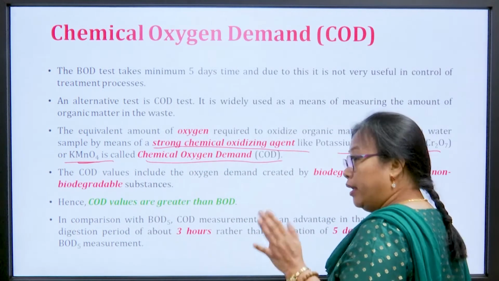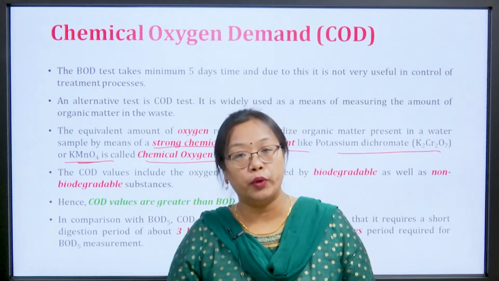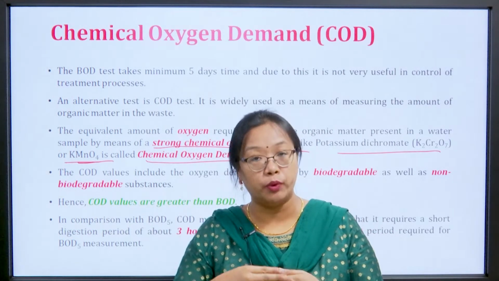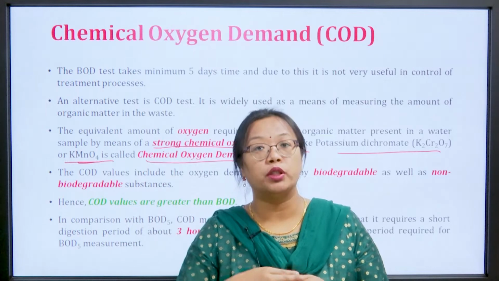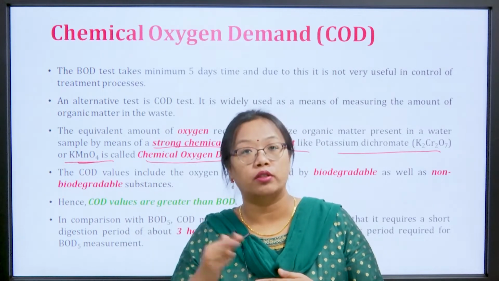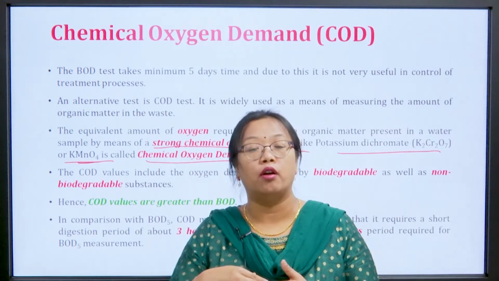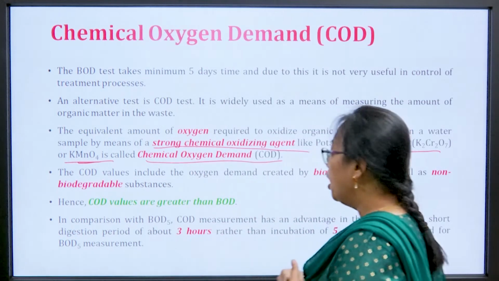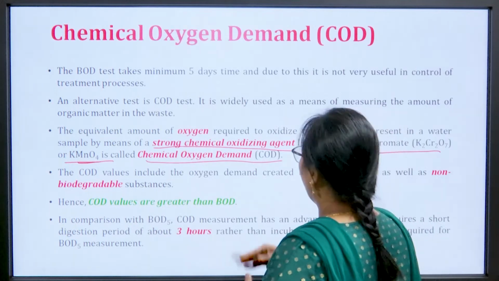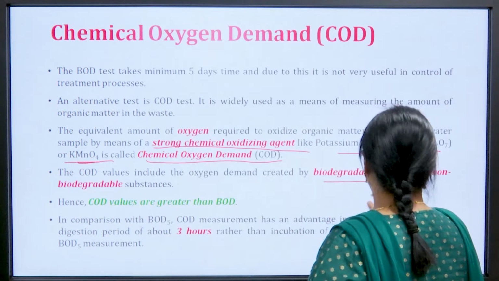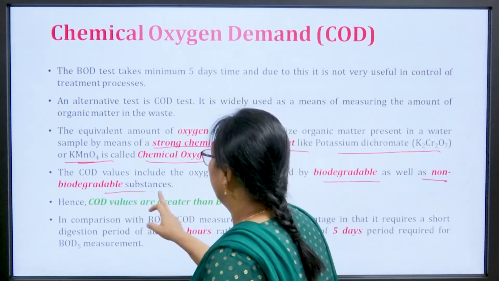So, in BOD what we are going to do, we are using bacteria, so we are using microorganisms, whereas in chemical oxygen demand or COD what we are doing, we are using a very strong oxidizing chemical. The COD values include oxygen demand created by biodegradable as well as non biodegradable, right.